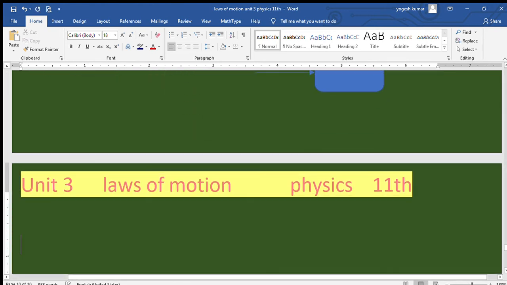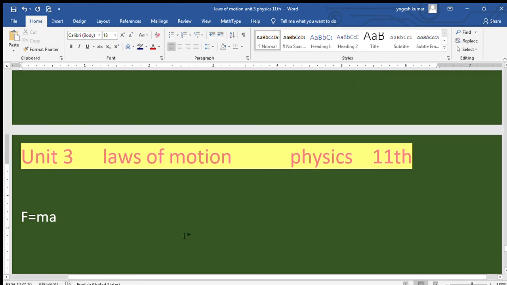We had the formula F equals ma, without vectors I am writing. Force is mass into acceleration. If mass is 10 kg and there is always acceleration, earth is always applying some force. What is that acceleration? It is 9.8 meter per second square. Earth is always applying this much acceleration due to gravity, 9.8 meter per second square. So the value of g actually.